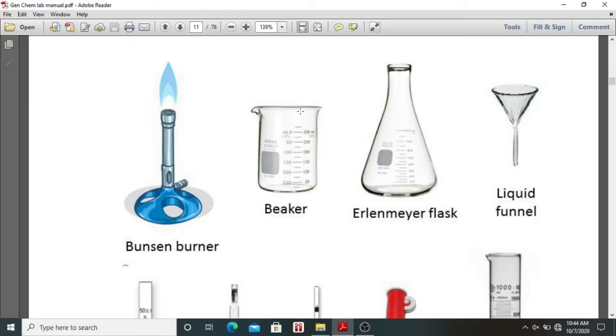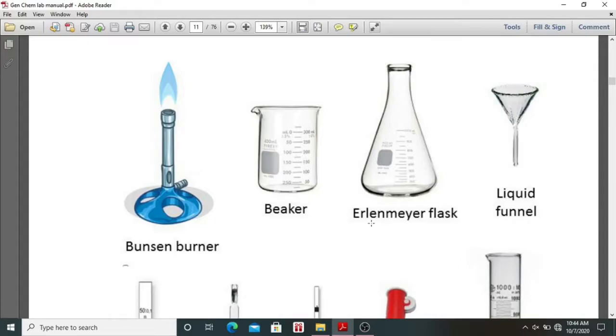We have different sizes of beaker. I think we have also a 10 ml beaker. We have also bigger sizes of beaker, like a 1 liter beaker. Usually it's just useful for holding liquids. And also we have the Erlenmeyer flask.